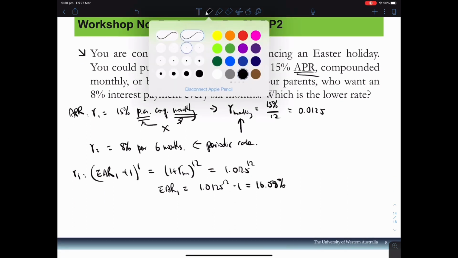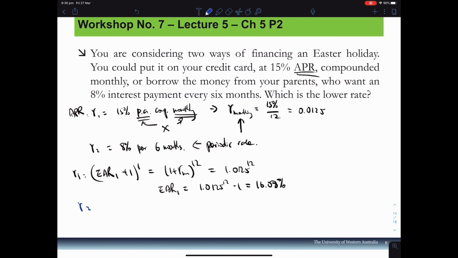Let me use a different color for the second one. For our second one, it is a 6 months interest rate, right? So that means 1 plus EAR2 to the power 1 equals 1 plus our 6 months interest rate to the power 2. Why power 2? Because there are two 6 months every year. So that becomes 1.08 to the power 2. So our EAR2 equals 1.08 squared minus 1, and that equals 16.64%.